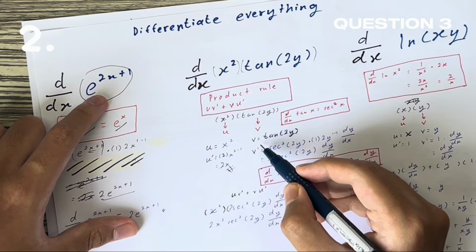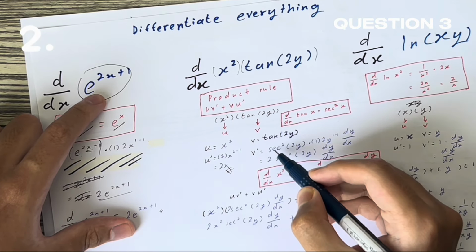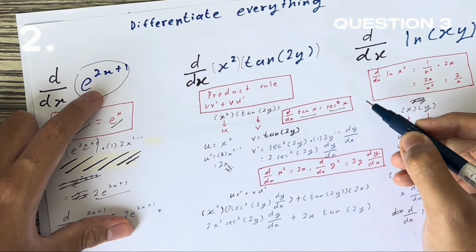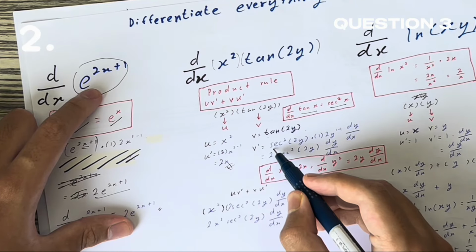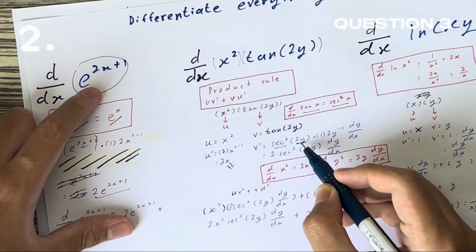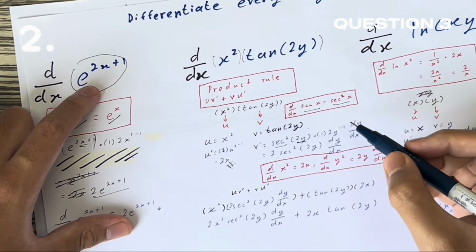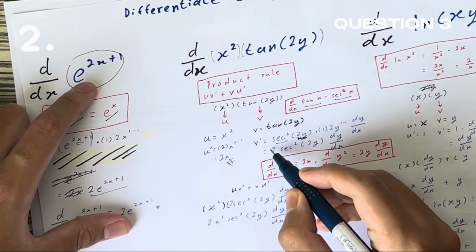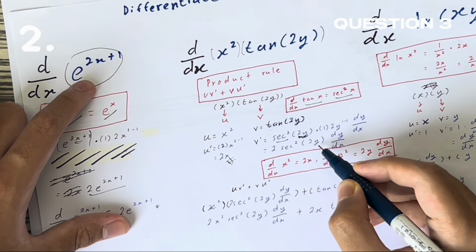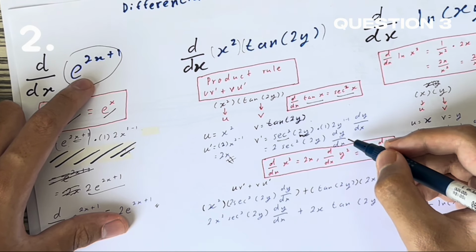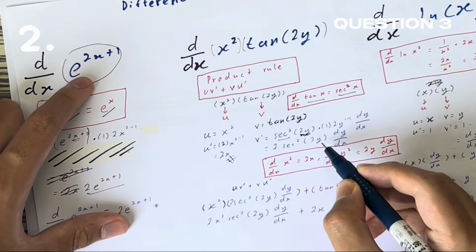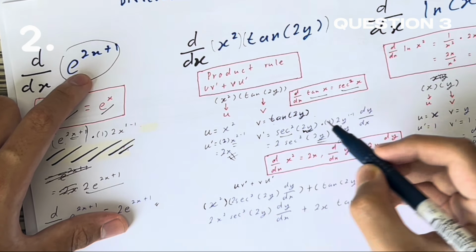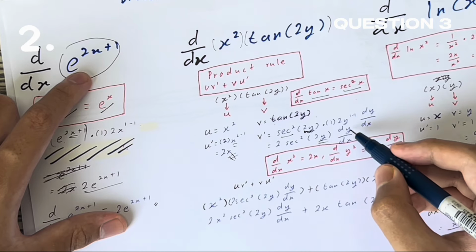Now, move on to v. v is equal to tan 2y. Now we know, if we differentiate tan, we will get sec squared. And this we just have to write again. And now don't forget to differentiate the inside also. So we will get 2 sec squared 2y dy/dx. Why do we have to write dy/dx? Because we are differentiating y. If we differentiate x, we don't have to write dy/dx. But if we differentiate y, we have to write dy/dx.